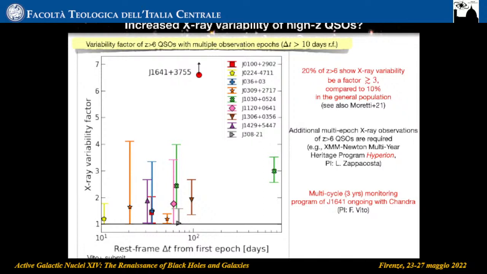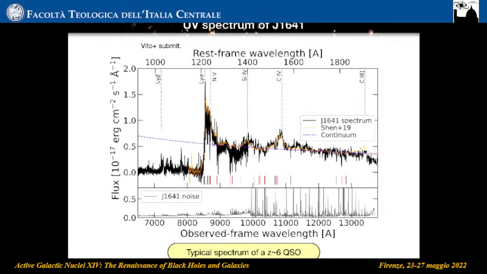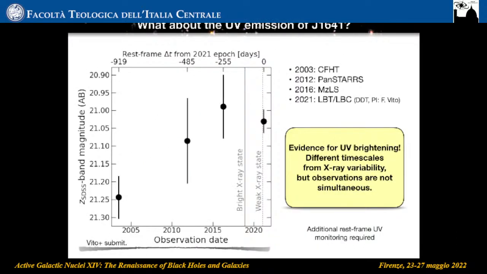And also I would like to mention that we got a multi-cycle monitoring program with Chandra on this quasar, 3 years, so we will follow the X-ray light curve and see if it continues to vary or not. Since the X-ray and UV emission of quasars are somehow correlated, we might ask ourselves what happened to the UV emission of these quasars. Is it variable as well or not?